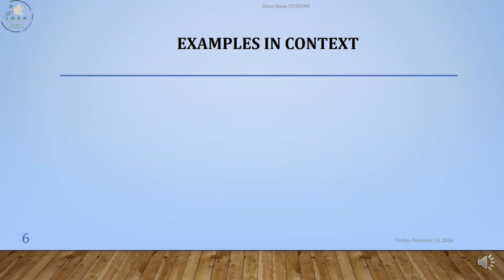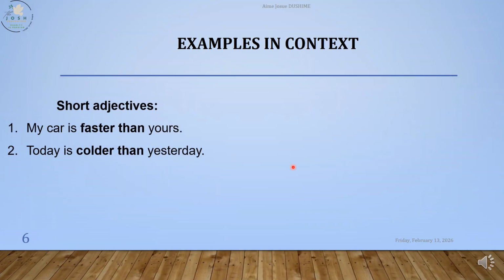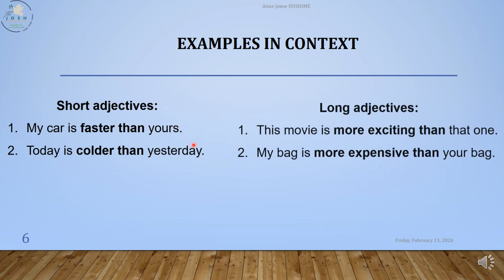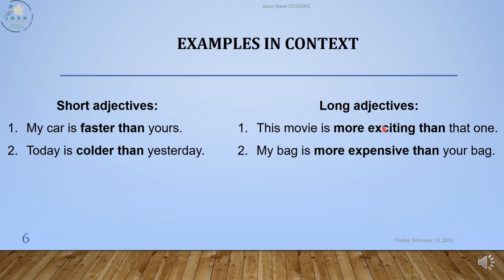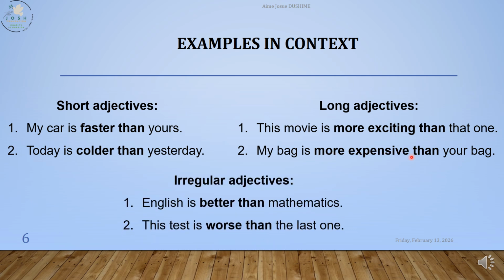Let's see examples in context. For the short adjective, my car is faster than yours. Today is colder than yesterday. Long, this movie is more exciting than that one. My bag is more expensive than your bag. Irregular, English is better than mathematics. This test is worse than the last one.